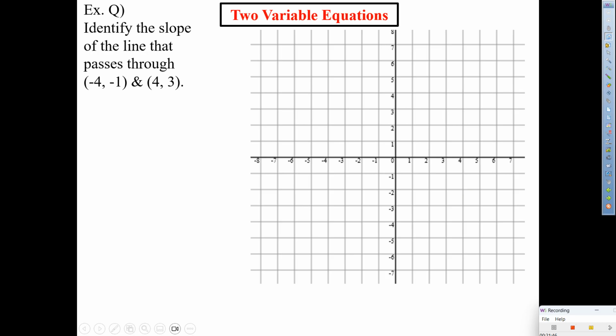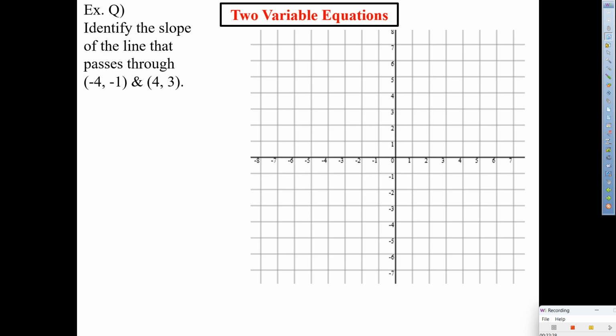Example Q, write it at the top of the paper. And I want you to write the instructions. Identify the slope of the line that passes through -4, -1, and 4, 3. Write it at the top of your graph paper. The biggest graph paper. You have a medium one and a big one. Use a big one. So you're writing example Q. Identify the slope of the line that passes through -4, -1, and 4, 3. All right?